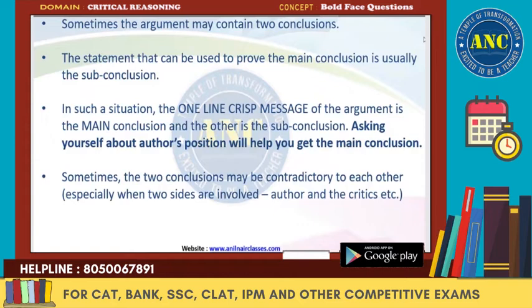The statement that can be used to prove the main conclusion is usually the sub-conclusion. In such a situation, the one-line crisp message of the argument is the main conclusion and the other is the sub-conclusion. So when you ask yourself about the author's position, that will help you get the main conclusion. Sometimes these two conclusions may be contradictory to each other. When is that possible? Especially when you have two sides that are involved, both the author and the critics, etc.